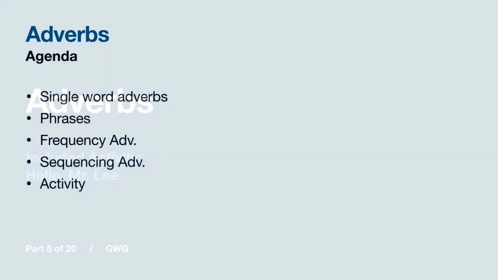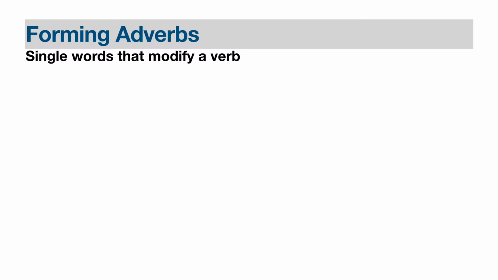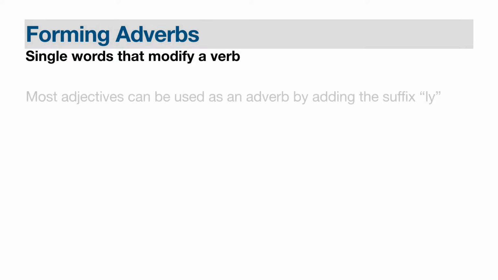adverbs. The lesson will consist of 5 units, including single-word adverbs, adverbial phrases, frequency and sequencing adverbs, and an activity. To skip ahead directly to a certain chapter, view the timestamps in the description. In Lesson 1, we learned what an adverb does. It modifies the verb. Let's continue by looking at how to form single-word adverbs.